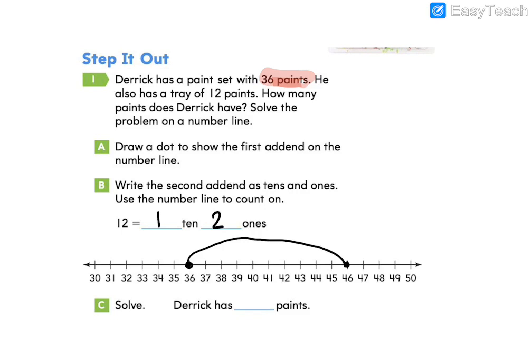Now we need to find 2 more than 46. 2 more than 46 is 48. So how many paints does Derek have? 48 paints. Let's show the equation in the blank space right here. 36 paints plus 12 paints is equal to 48 paints.